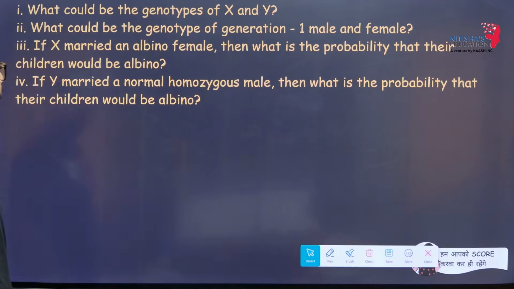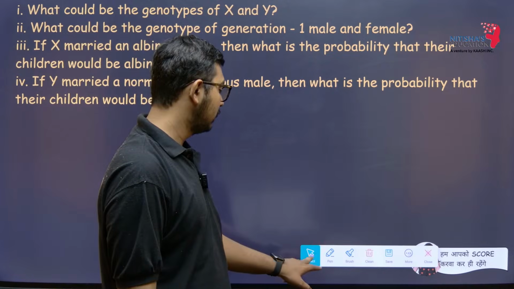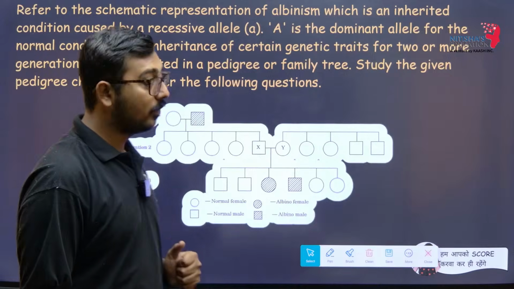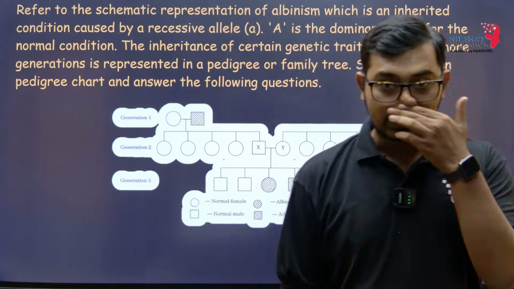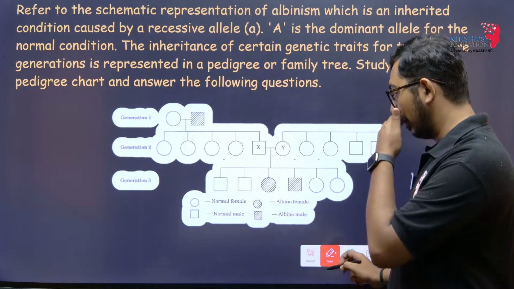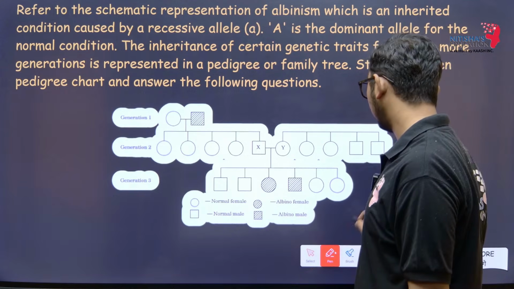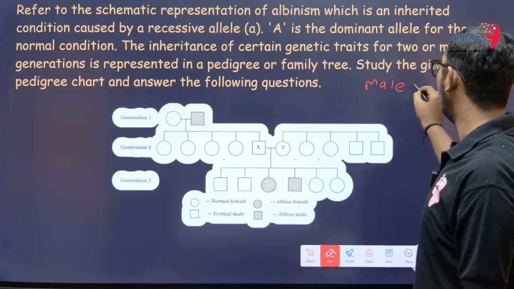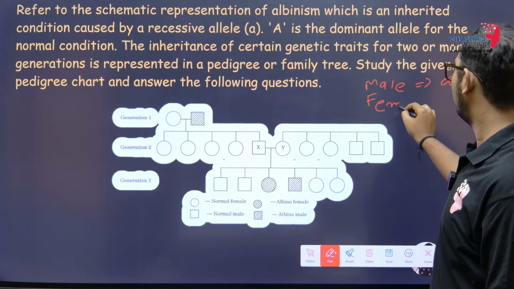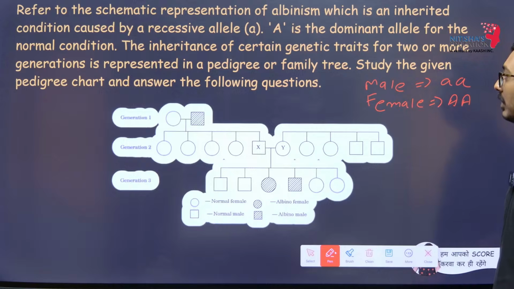What could be the genotype of generation 1 male and female? Genotype for generation 1 male and female. For male it would be AA, and for female it would be capital A, capital A. That would be the genotype.